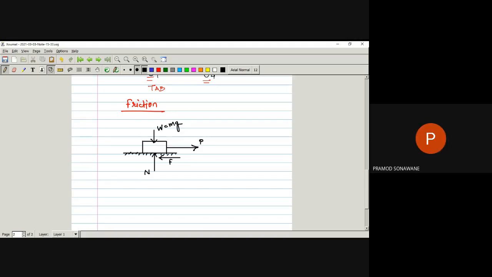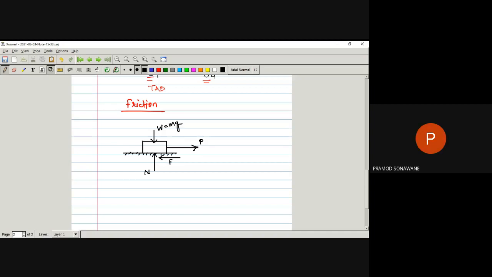Crate is initially resting on the surface. Crate is having weight W, which is acting in the downward direction. This surface will provide normal reaction, which will be in the upward direction. There is some external force P, which is applied as pulling force on the crate. But this surface will provide opposite directional resistance force to the crate. आता समजलं? Yes, ma'am. Okay.